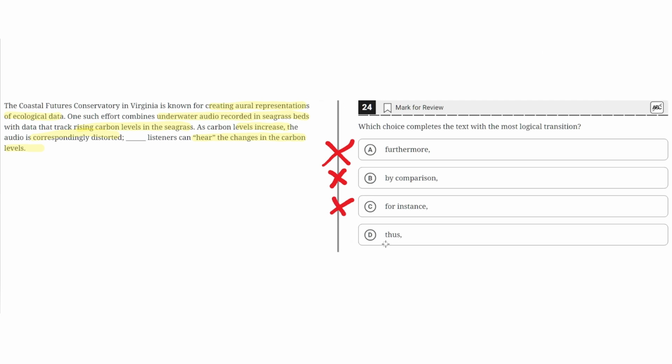This is the correct answer because thus properly highlights that the second clause is a result of the first clause. And if we were to read it with thus, it would make sense logically. It would read, as carbon levels increase, the audio is correspondingly distorted. Thus, listeners can hear the changes in the carbon levels. So because this makes sense both logically and grammatically, D is correct.